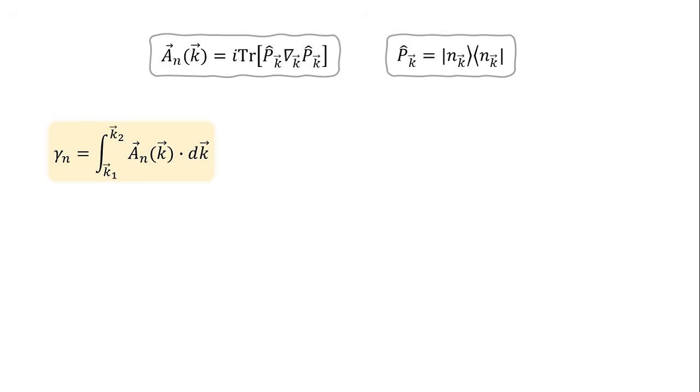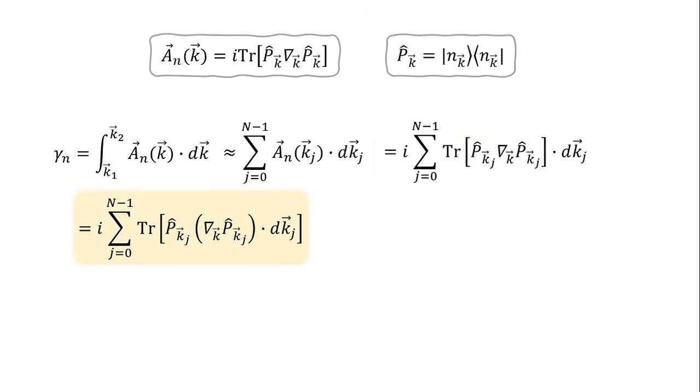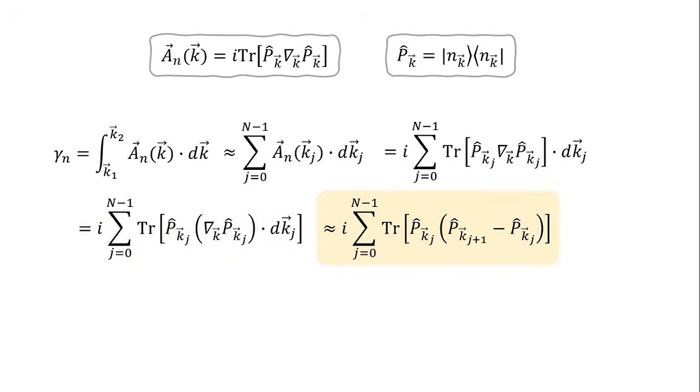Using the Berry connection, the Berry phase can be rewritten as a line integral over the parameter space. This line integral can also be expressed in a discretized form, using n discrete infinitesimal steps denoted by the vector dk_j. Here we replace the Berry connection A_n with its definition in projector form. In this step, the infinitesimal vector dk has been absorbed into the trace operation for simplicity. Using the finite difference method, we can approximate the gradient of P_n as the difference of the projectors between neighboring points in the discretized lattice.